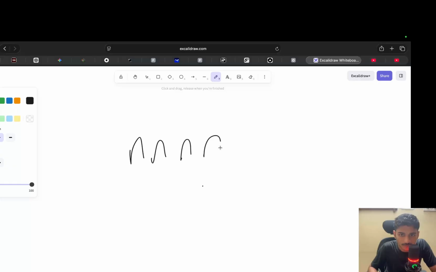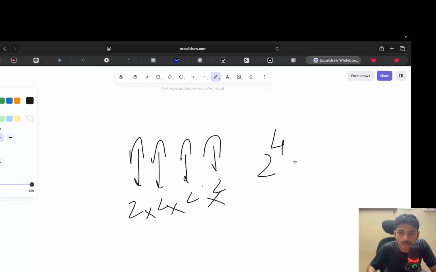So if you have 4 fingers, there are possibilities. Like, if you have only 4 fingers, you can count only 1, 2, 3, 4. 4 fingers, right? 2, 2, 2, 2. 2 power 4 possibilities. How did I get this? I'll explain. So when you have 4 fingers, you can count 16 cars.